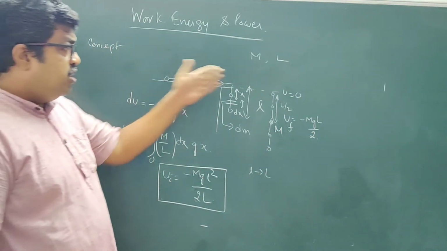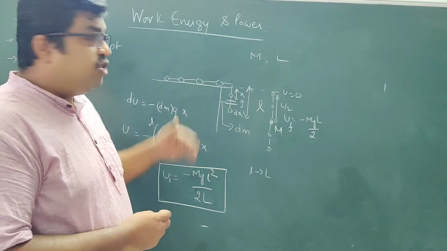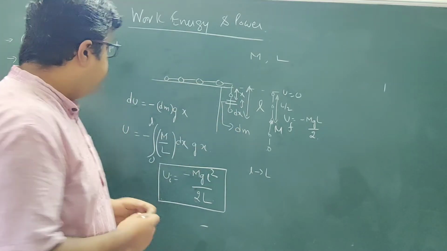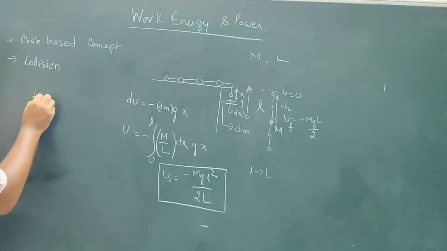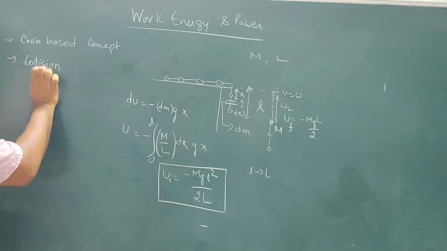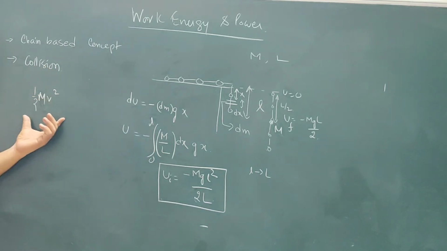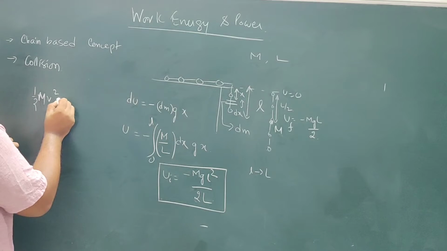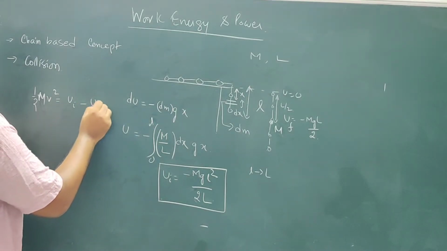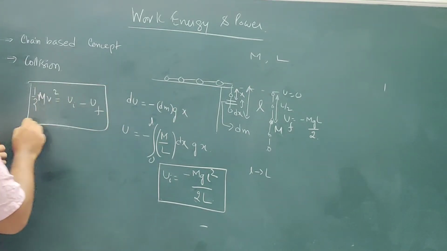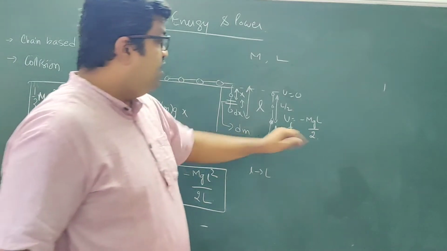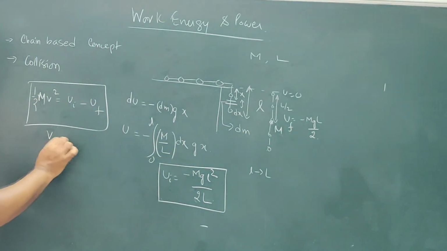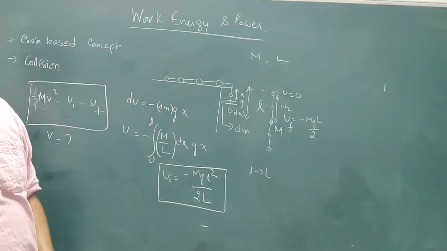So there is a change in potential energy, and because of this the chain is gaining kinetic energy. Half m v square, the final kinetic energy of the chain, is equal to U initial minus U final. If you substitute the values of U initial and U final, from that you can get the value of the velocity of the chain.